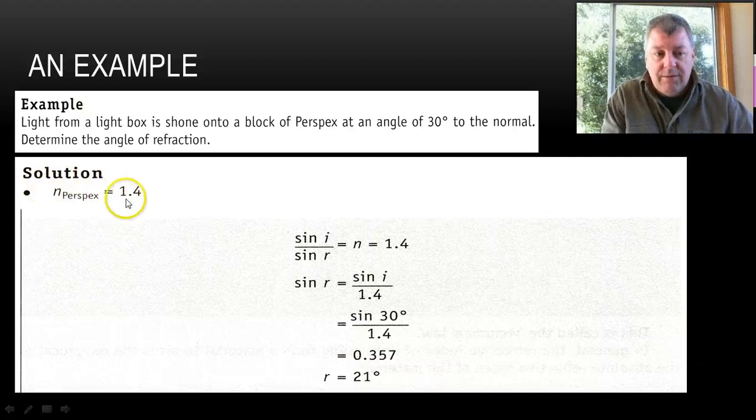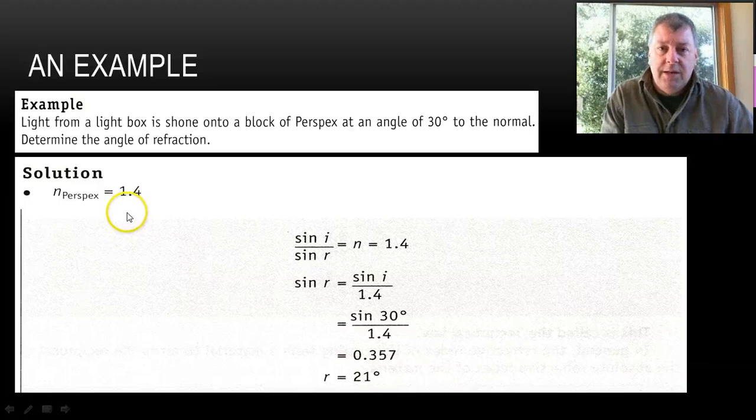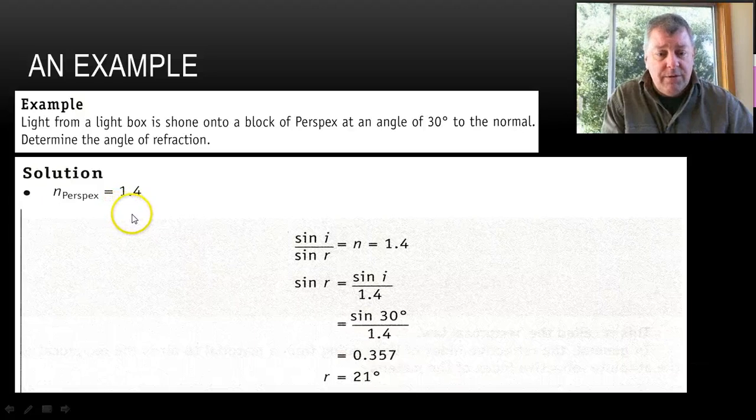Now this is a value that relates the velocity of light in air to the velocity of light in perspex, and so that's a constant, or a vacuum. I said air, but it can be a vacuum as well, because basically we assume that light travels at the same speed. It's only if you get into some particular physics experiments that it makes much difference.